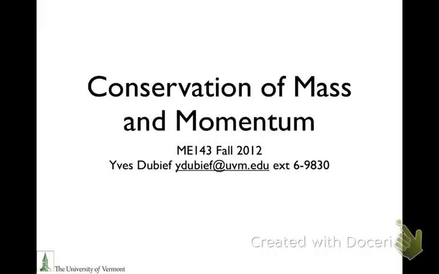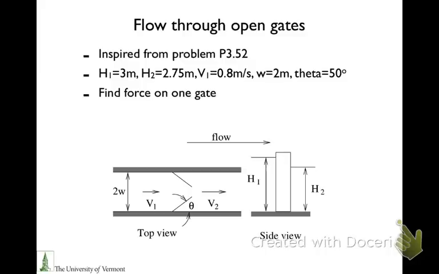This is just an example using conservation of mass and momentum and a little bit of hydrostatics. So this is the problem of a flow. You can think of it as a river going through an open channel and through gates, and those gates are slightly open at an angle theta.